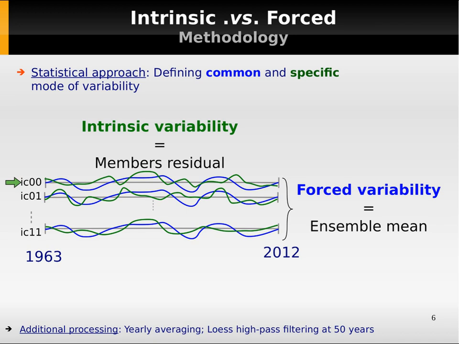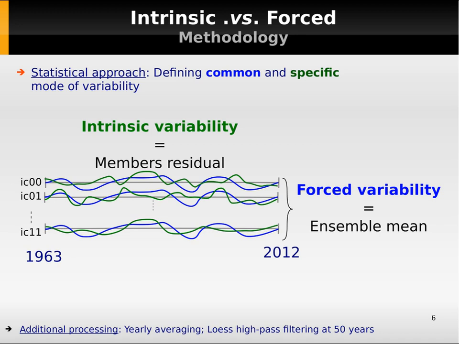The common pattern is assessed by averaging all the members together and getting out the forced variability, which is represented here in blue, which is common to all members by nature, and the intrinsic variability is computed as the residual for each member. So each intrinsic variability would be specific to a member, whereas the forced variability would be common to all members. And for the additional processing for what I'm going to show after, all data has been yearly averaged, and there has been a high pass filter with a cutoff frequency at 50 years.